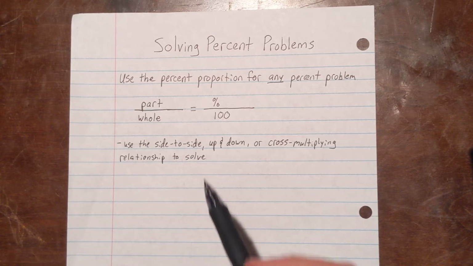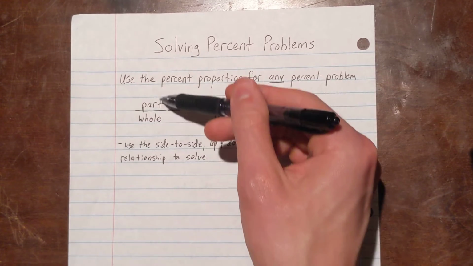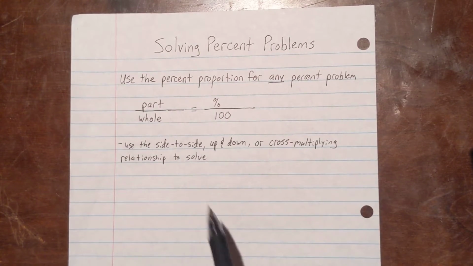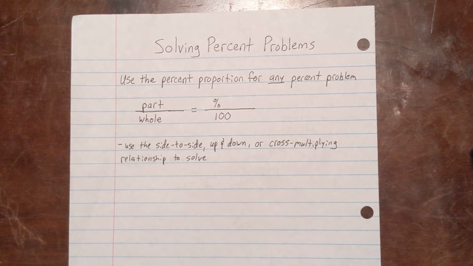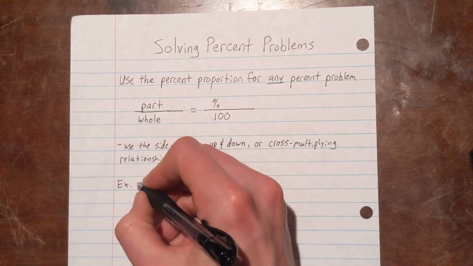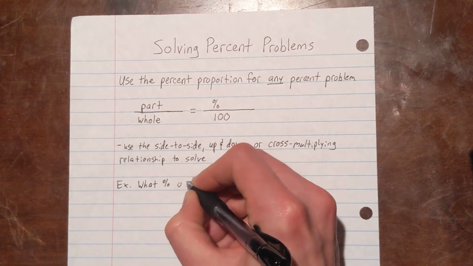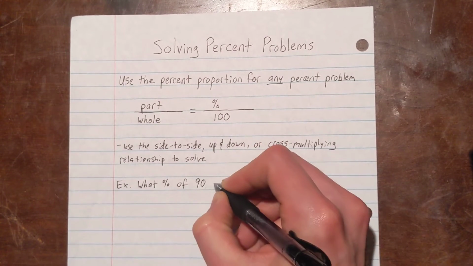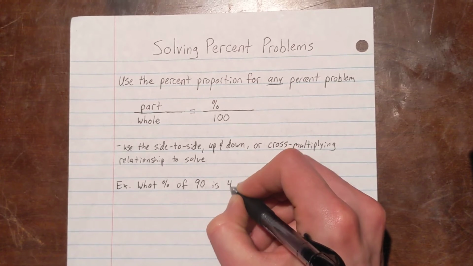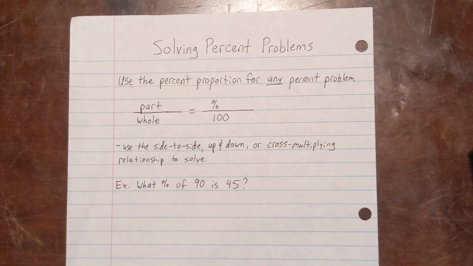So we already know that we can look from side to side to try to find a scale factor. We can look up and down between the part and whole to try to find a scale factor, or we can even just cross multiply as we can for any percent or any proportion problem. So that's exactly what we're going to do. So let's start with the problem. What percent of 90 is 45? What percent of 90 is 45?